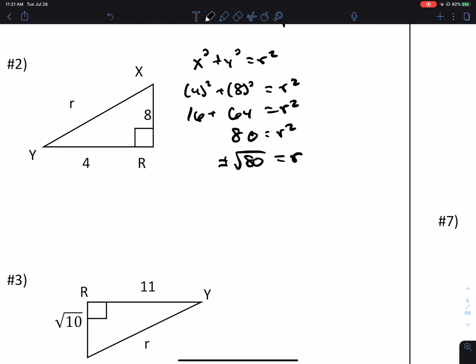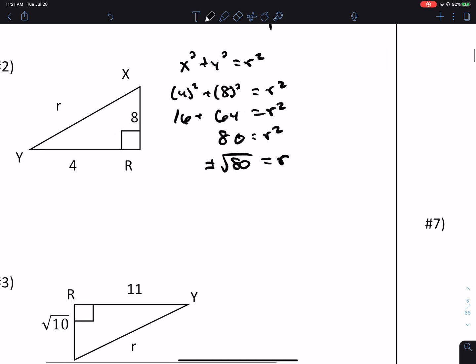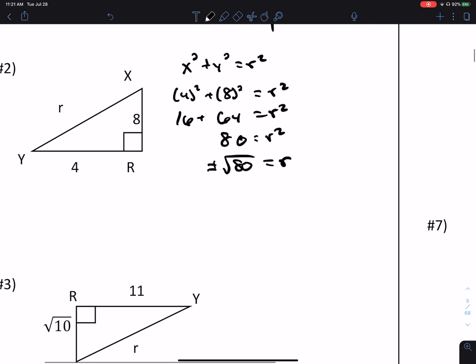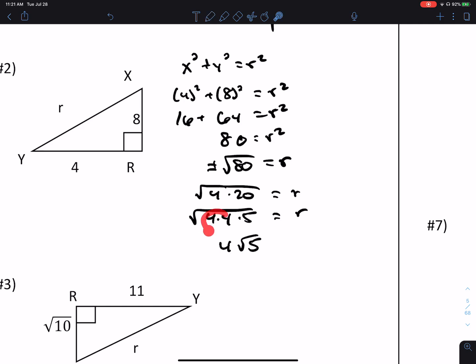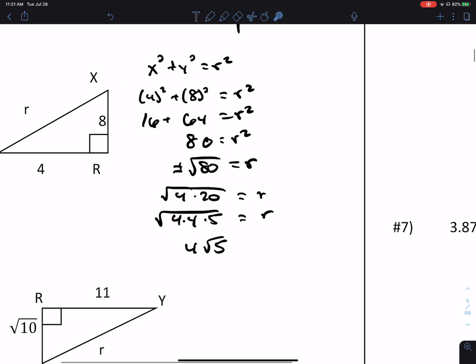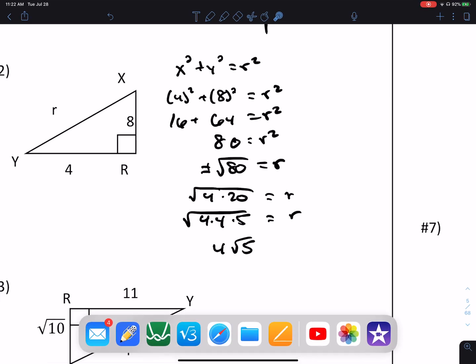Can you think of a number that goes into 80 evenly that's a perfect square? 4 does. I think 16 actually does. Let's go with 4 for right now. So it's 4 times 20. 20 is 4 times 4 times 5. So this is 4 square roots of 5. We got a pair of 4s. So 16 times 5 must be 80. Let's just check to make sure.